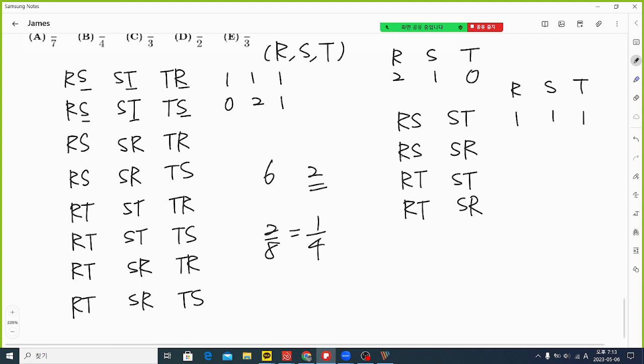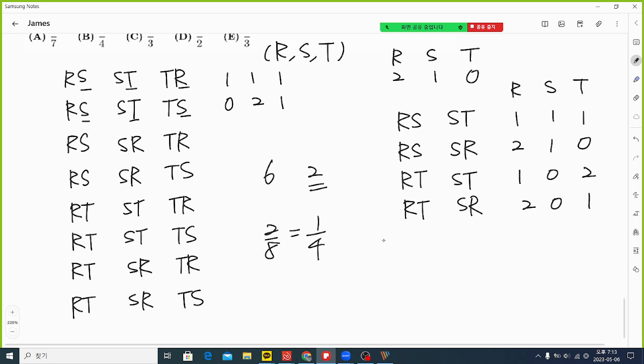But if the money is exchanged between S and R, it's the same as the original case. And R to T and S to T. That means now T has $2. Or, so once again, out of 4 cases, 3 cases, one person has $2, and 1 case has all people have $1.